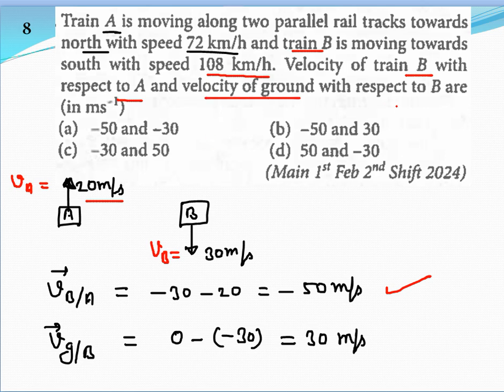So velocity of train B with respect to A, we get minus 50 meter per second. And then the velocity of ground with respect to B. So velocity of ground is 0 and B having velocity in the south direction, minus 30. So it is 30 meter per second, option number D. Come to the next question.